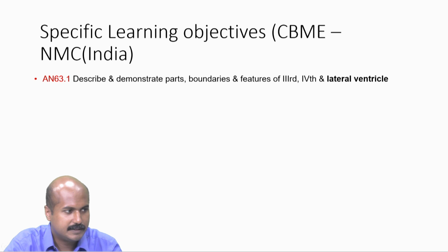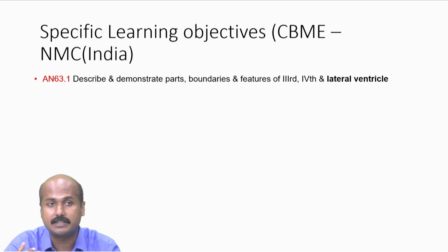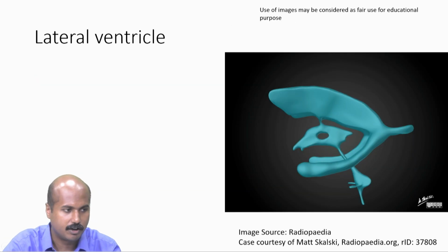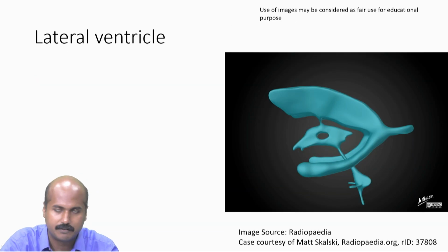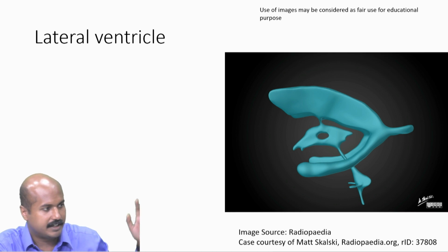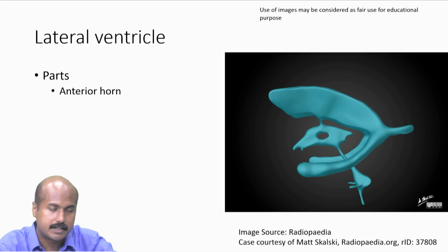Okay, first as I mentioned before, the NMC mentions that AN 63.1 says you need to demonstrate and describe the parts, boundaries and features of the third, fourth and the lateral ventricle, and of these, the lateral ventricle is kind of complex among all three ventricles. So this is an image of the lateral ventricle that you are seeing here. In the lateral ventricle, you will be asked what are the parts of the lateral ventricle.